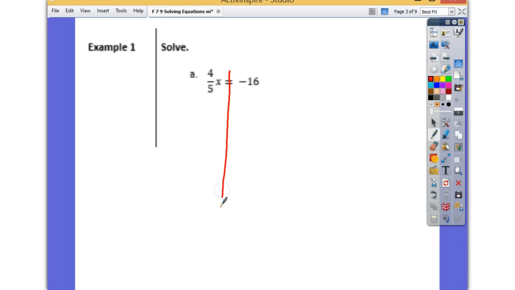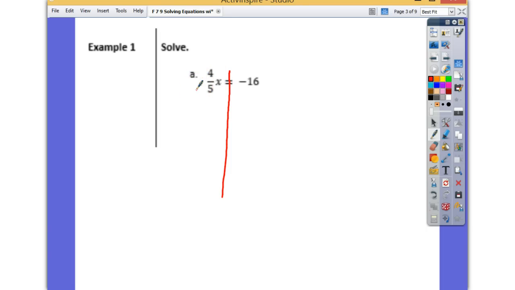Practice. Now this is just a one-step equation. 4/5 x equals negative 16. Now you guys have been just doing this on your own and you've been turning that fraction into a decimal, 4 divided by 5, you get 0.8. Then you have to worry about converting it, all this kind of stuff. When I see this, I want to clear the fraction. There's only one fraction to get rid of, and that's the 4/5.